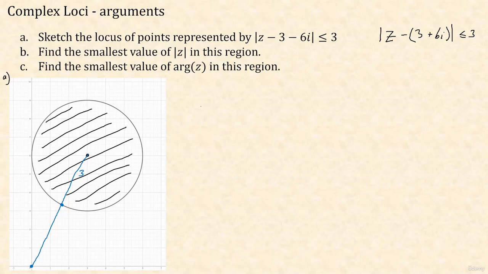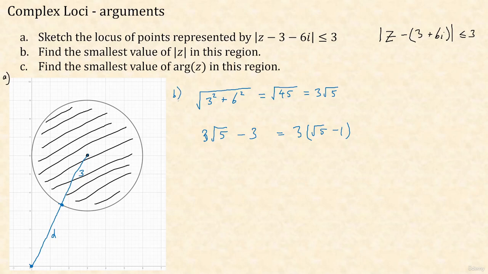And the reason is, the distance from the centre of the circle to the origin is simply the square root of 3 squared plus 6 squared. That's just Pythagoras on that point. So that's the square root of 9 plus 36, which is root 45. And we can simplify that a little bit because that is 3 root 5. Now, 3 root 5 is the distance from the origin to the centre of the circle. And then the radius of the circle is 3, which means the distance that I really care about, this distance here, between here and here, is simply 3 root 5, the distance from the origin to the centre, minus the radius. And if I wanted to show off, I could factorise that, so 3(root 5 − 1). So that is the smallest value of mod z in this region.